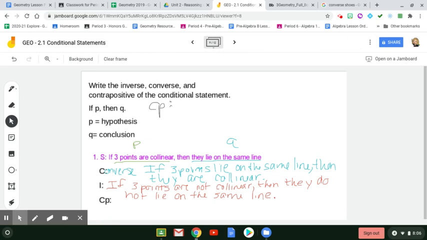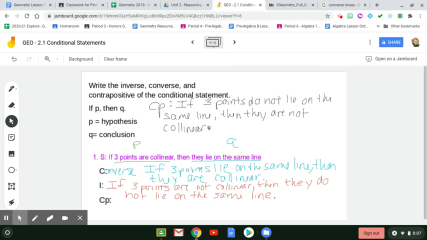So I'm going to write, if 3 points do not lie on the same line, then they are not collinear. So again, remember the contrapositive flip-flops things around and negates.